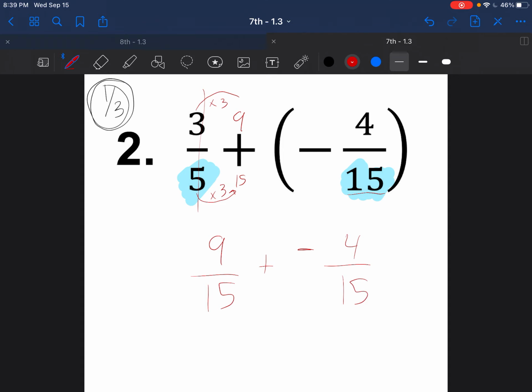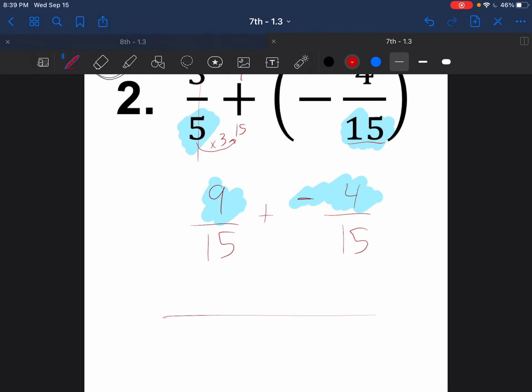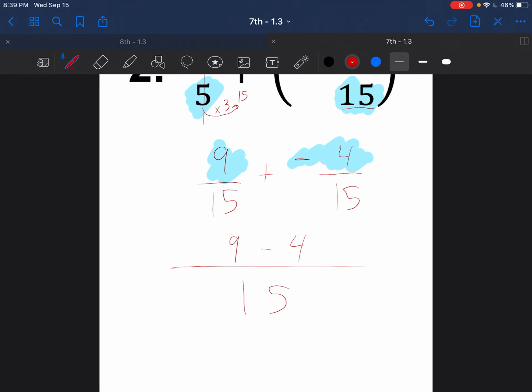4/15. Now that you have this, we can combine like terms. We have that and this. So I'm going to rewrite it like this. Denominator stays the same. You have 9 minus 4. What is 9 minus 4? Well, that's going to give you 5/15.